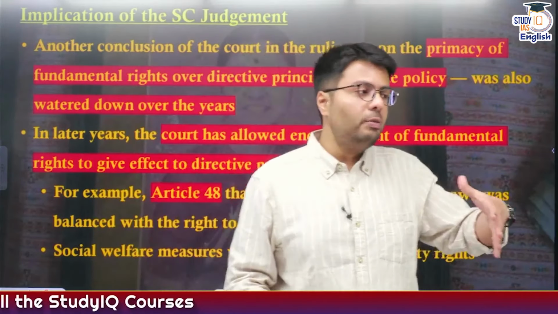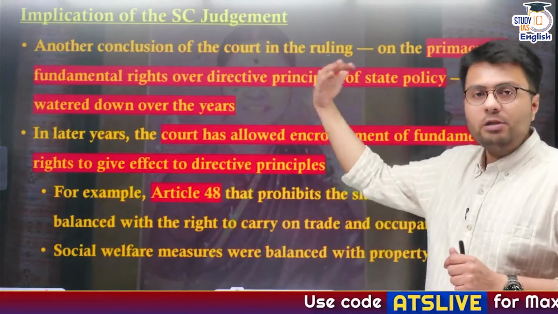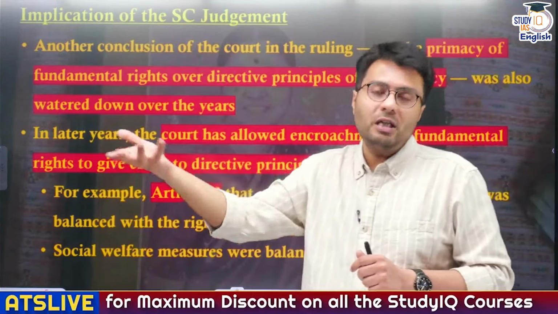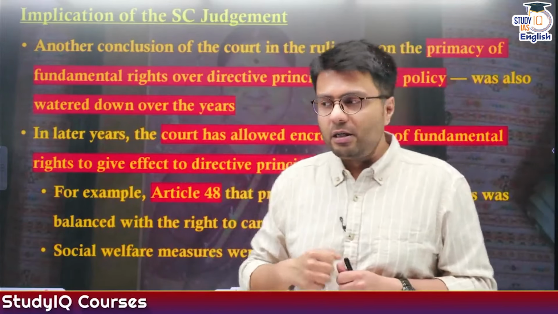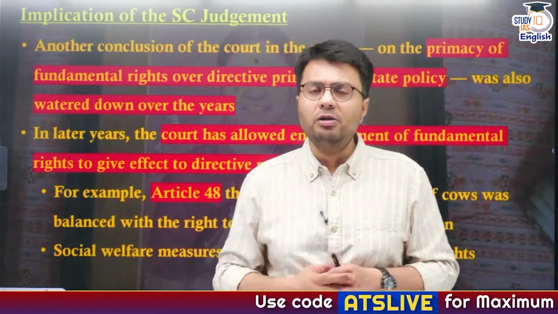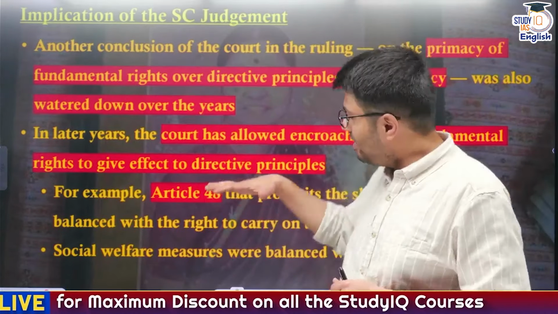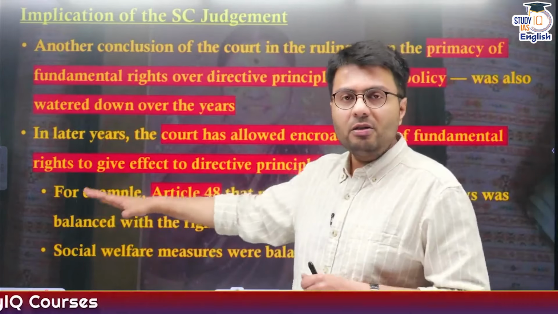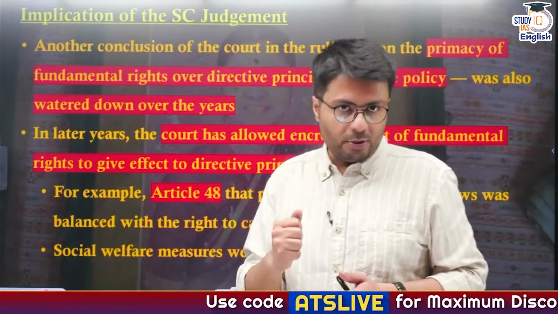Also, if you look at the judgments given by the Supreme Court after this case, you will find that the precedence given by the Supreme Court in the Champakam Dorairajan case to fundamental rights over DPSP was significantly watered down later on. For example, you will see courts have allowed encroachment of fundamental rights to give effect to some kind of directive principles. For example, Article 48 of the Indian Constitution, a DPSP, allows the state to ban slaughter of cows. And this banning of slaughter of cows has been allowed in many states, which balances the right of a person to carry on trade and occupation with that of their religious sentiments.